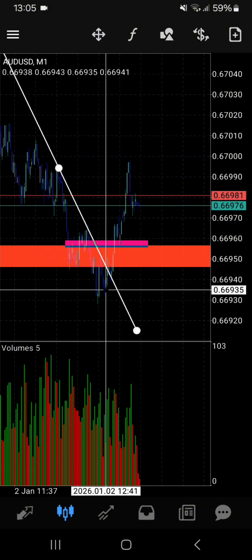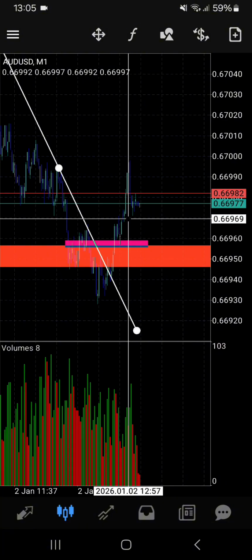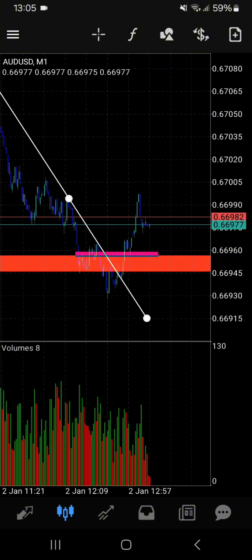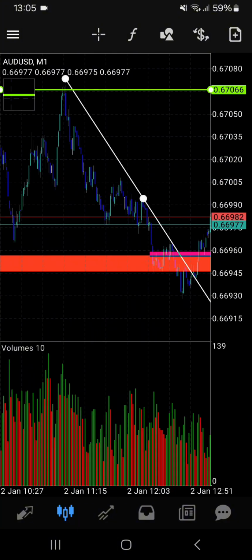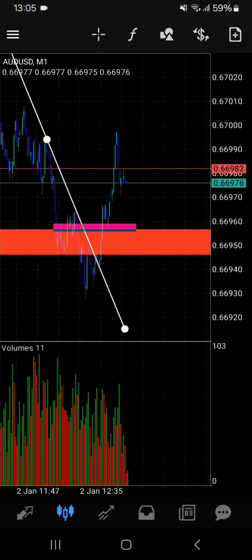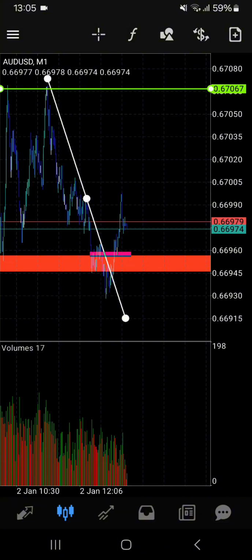Basically, it breaks out, retests this, and from there I enter the trade somewhere here, and I'm aiming for this place right here. That's going to be our take profit. That's how I see the trade. So I'll check in with you guys in an hour or so.